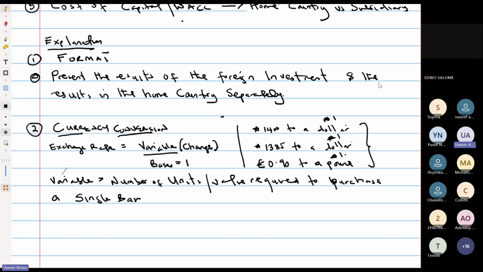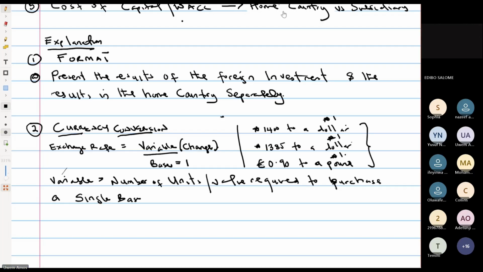0.90 to a pound, or 0.90 to 1 pound. Which of these currencies is the variable and which of them is the base? Yes, and no. Sorry, hold on, please. I need to get someone else. Yes and no, please go ahead. Because I want to be sure that we all understand the concept. So I'm calling on no.